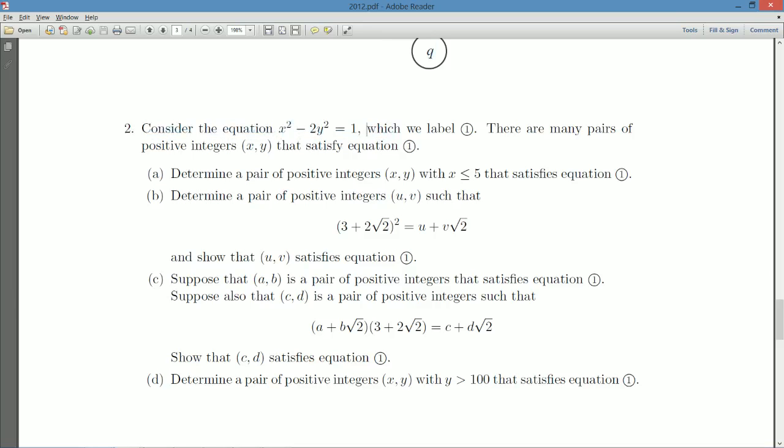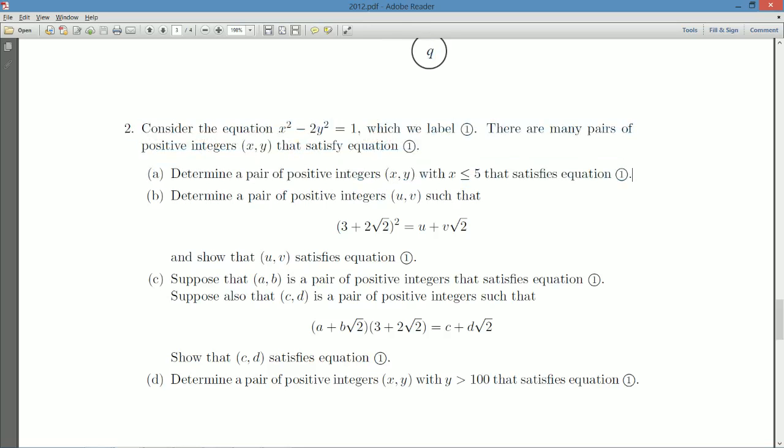So this equation we label 1. There are many pairs of positive integers x and y that satisfy equation 1. In fact, there are going to be infinitely many. That's neither here nor there. A part: determine a pair of positive integers x and y with x less than 5 that satisfies equation 1.